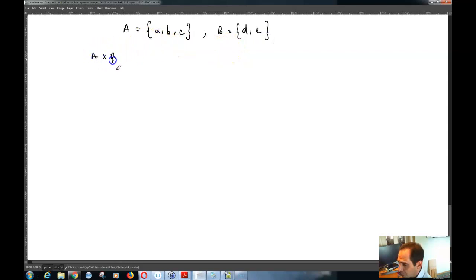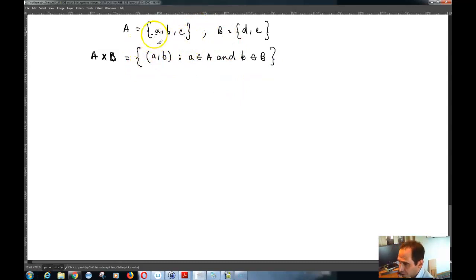the Cartesian product of A and B, which is denoted by A times B, A and B being two sets here, is going to be a set of all the ordered pairs A comma B, such that A belongs to A and B belongs to B. That is basically the Cartesian product of two sets.